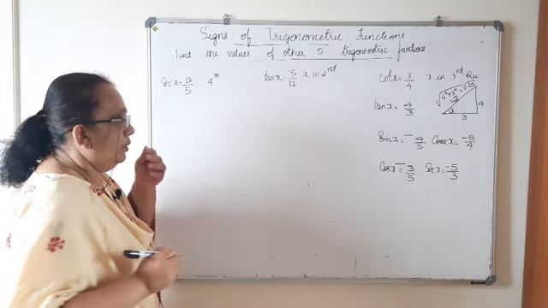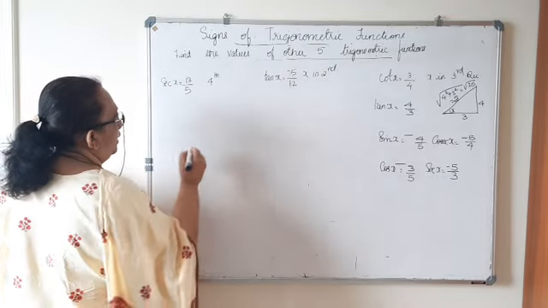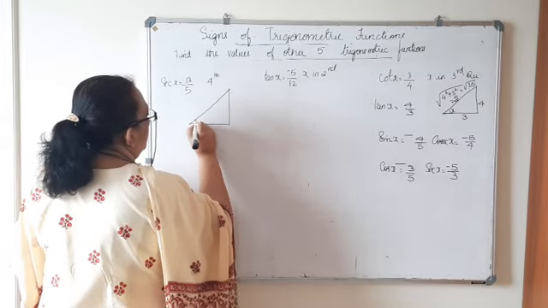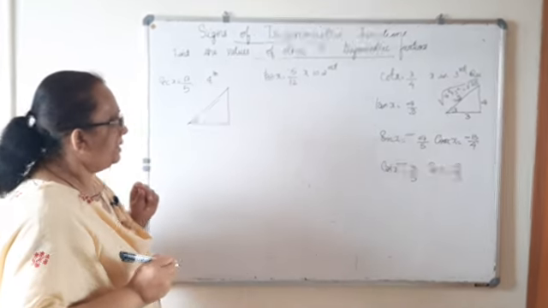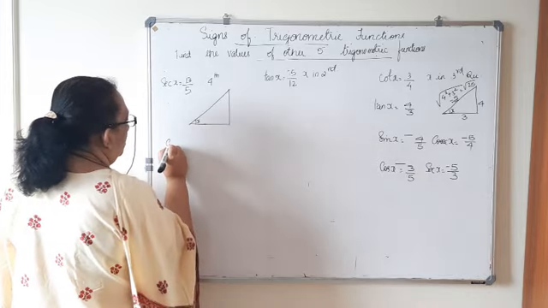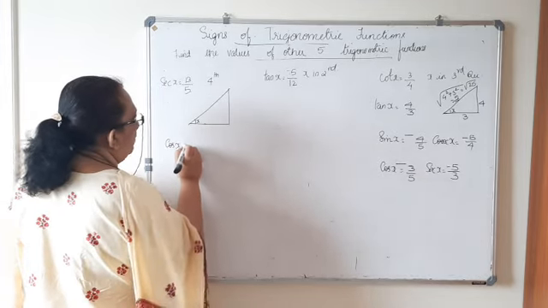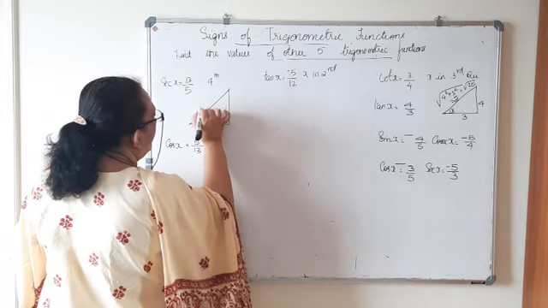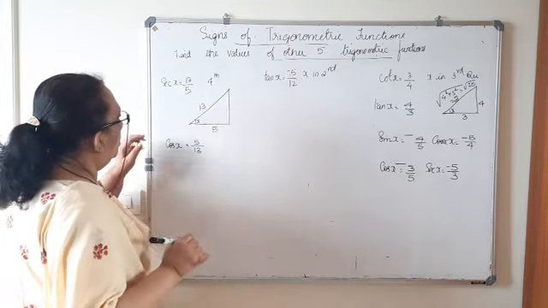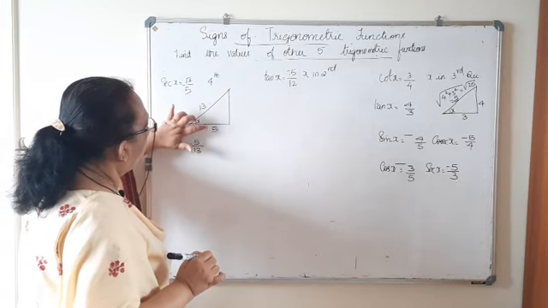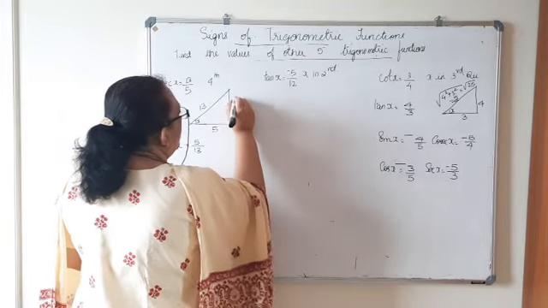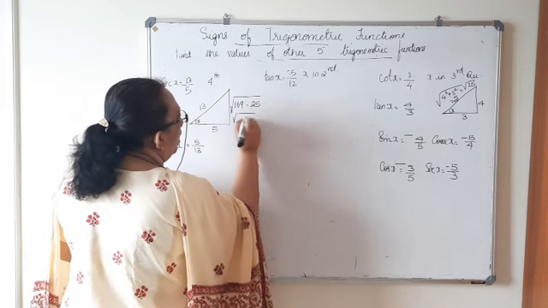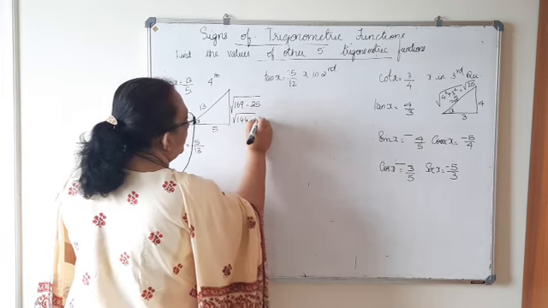Sec x is equal to 13 by 5, x in the fourth quadrant. What is cos x? Cos is also positive. Cos x is equal to 5 by 13, that is adjacent side by hypotenuse, or sec x is equal to hypotenuse by adjacent side. The opposite side will be root of 169 minus 25, that is root of 144, which is equal to 12.